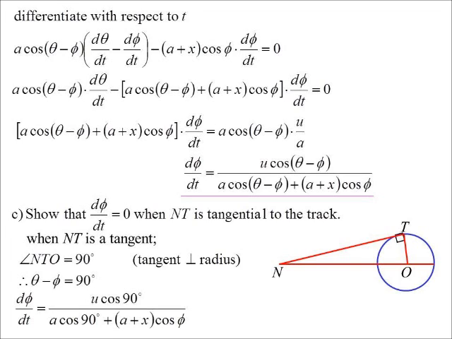But I don't actually need to know what phi is, because have a look at the top of the fraction. I've got u cos 90. And cos 90 is 0. So if I've got 0 on the top of the fraction, the whole fraction must equal 0. And that's what we wanted to show, that phi to t was equal to 0.